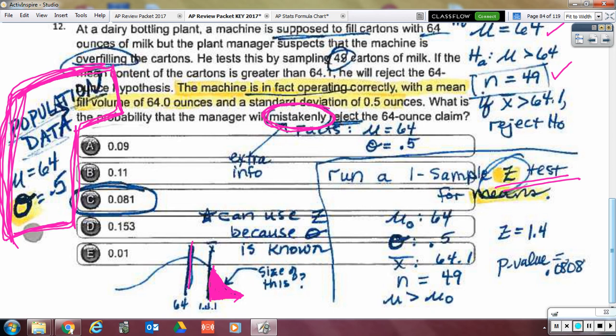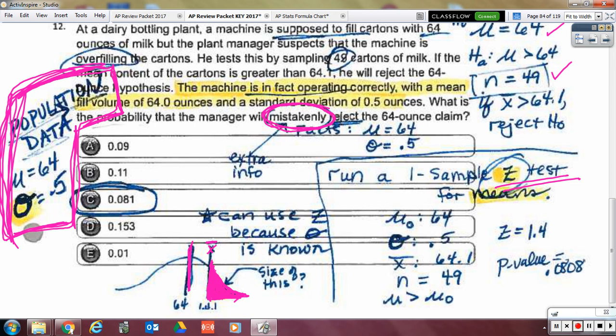All right. So at a dairy bottling plant, a machine is supposed to fill cartons with 64 ounces. So that should be your null hypothesis. Should be centered around 64. But the plant manager suspects that the machine is overfilling the cartons. And so he tests by sampling 49 cartons of milk, and if the average content is greater than 64.1. So if he gets an X bar, an average of his 49 milk cartons at 64.1 or higher, then he will reject 64 as the mean.